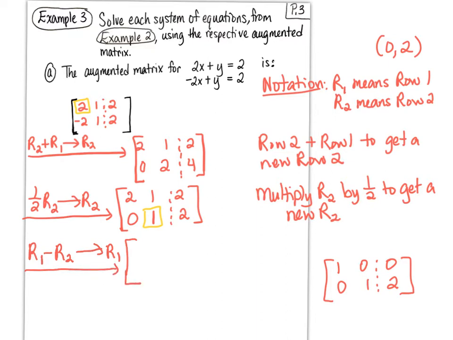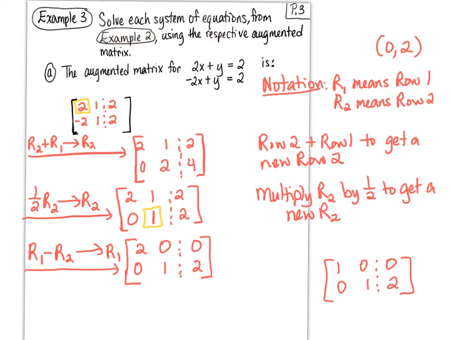Now we're doing row 1 minus row 2. 2 minus 0 is 2. 1 minus 1 is 0. And what's the next one? Sorry, I can't hear you. 0. Good, because we're doing 2 minus 2. So we get 0 here. In the second row, did the second row change? No, so we write down 0, 1, and 2.